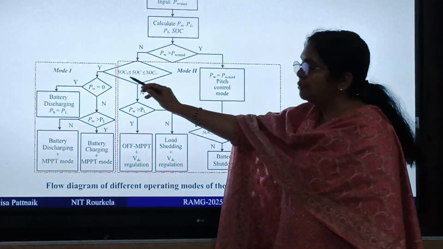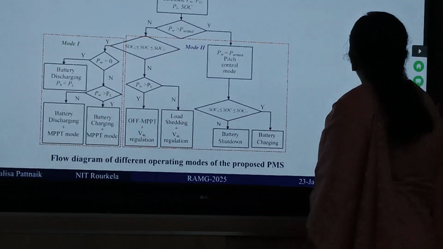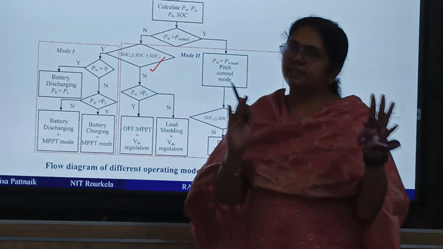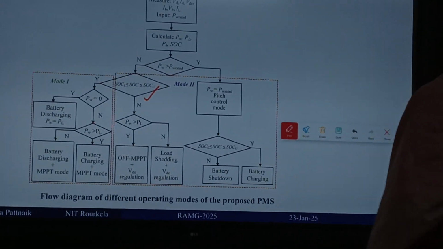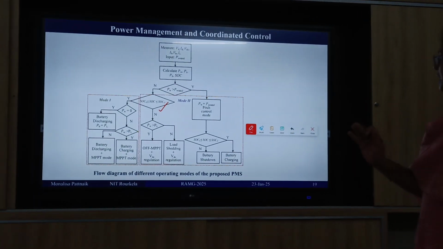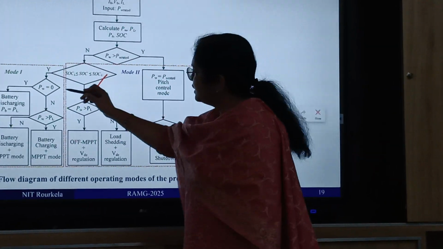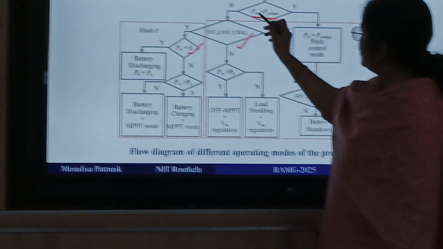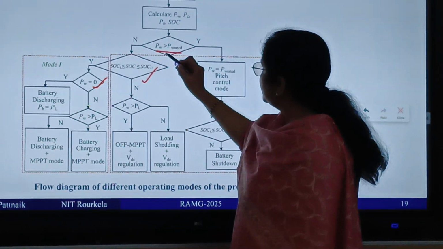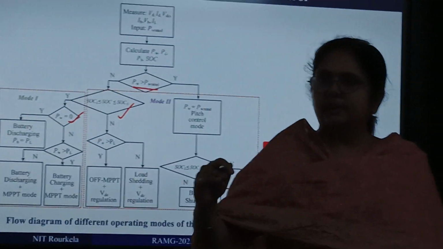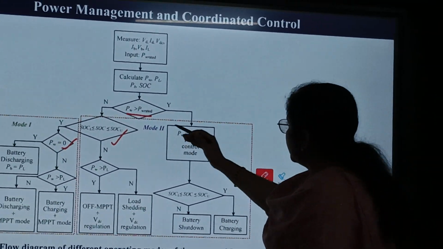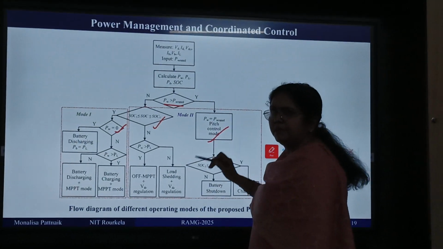Mode 1 is when the SOC is within the limit. But already I told, mode 1 operation is when the battery is in a safe operating zone, means the SOC of the battery is within 50 to 90%. Then first we will check whether wind power is there or not. If yes, we start the calculation, and check whether it is less than rated or not. Okay. If it is less than the rated, then obviously we are going for a switch control.